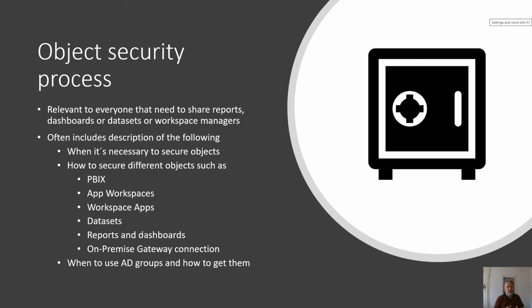So, the object security process. That's relevant to anyone who wants to share reports, dashboards, or datasets, or workspace managers as before. And it will include information such as, when do you want to share secure objects? Sometimes you don't have to secure them. And if you need to secure them, how do you secure the different types of objects? So for example, a Power BI Desktop file, as I said before, you want to make sure that doesn't fall into the wrong hands because it's fully open. How do you secure app workspaces or workspace apps or datasets, reports and dashboards, on-premises gateway connections? So all these different things that you can secure in Power BI, how do you secure them?